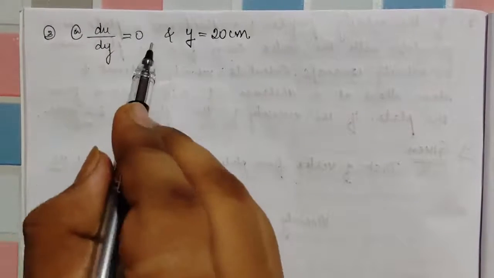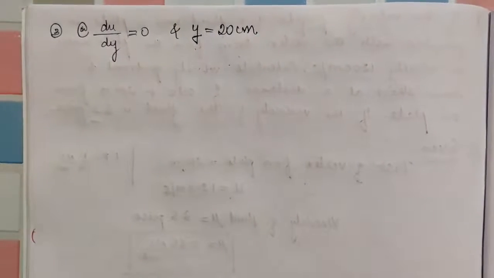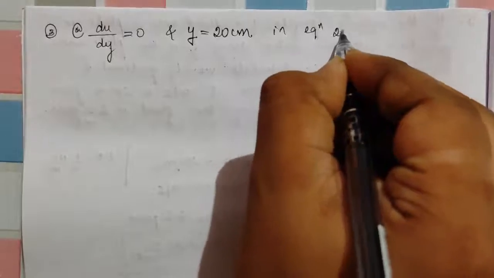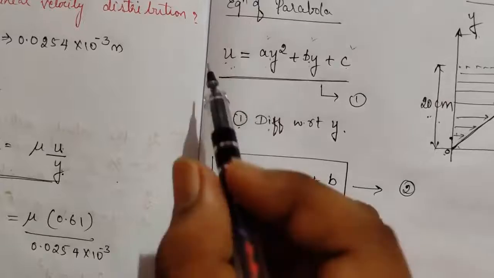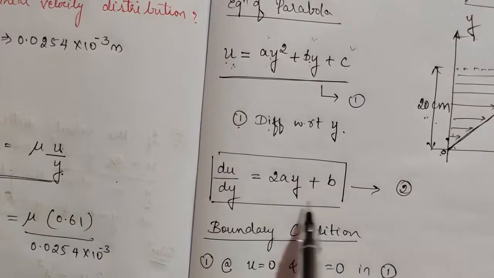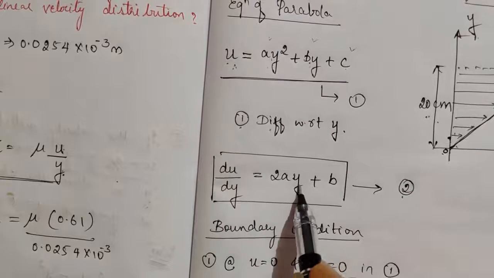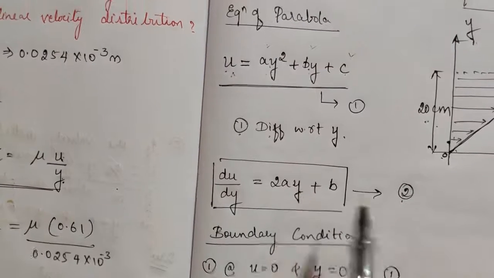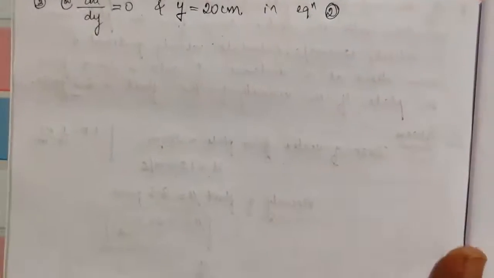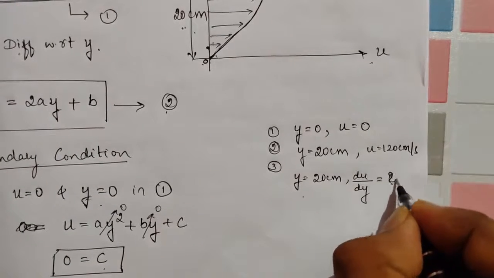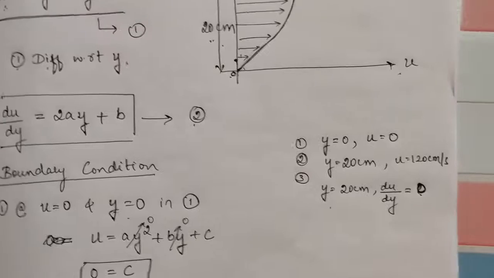So du by dy is 0 and y is 20 centimeter in equation number 2. In equation 1 we can't write, right? In equation 1 we don't have du by dy. So in equation number 2, I'll take this du by dy as 0 and I'll take y as maximum, that is 20. So when I apply that condition, it is 0. Okay.